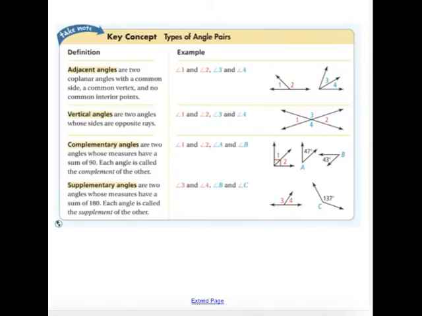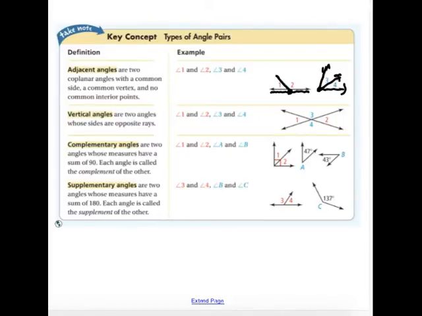So some terms. Adjacent angles. They are next to each other. They have a common vertex and no common interior points. So for example, angle 1 and angle 2, they're next to each other. They share this vertex here. And 3 and 4, they share this vertex and are next to each other. Those are adjacent angles.